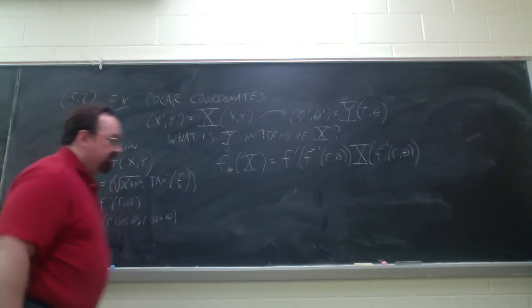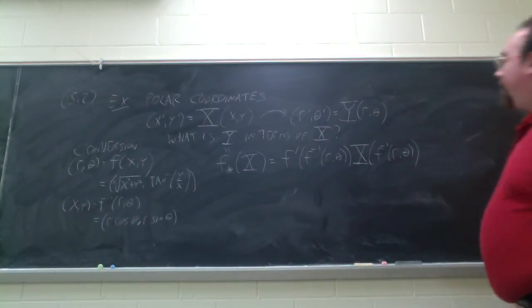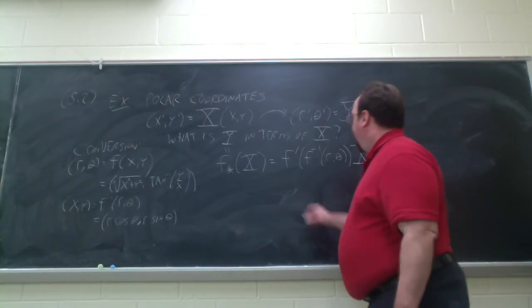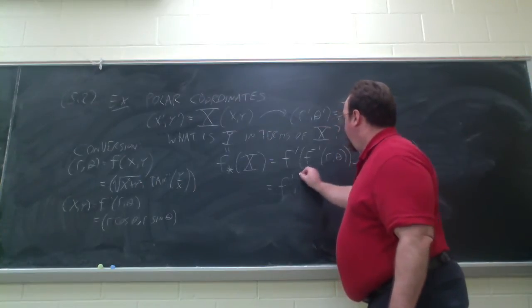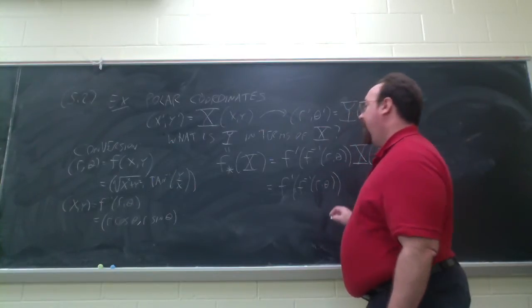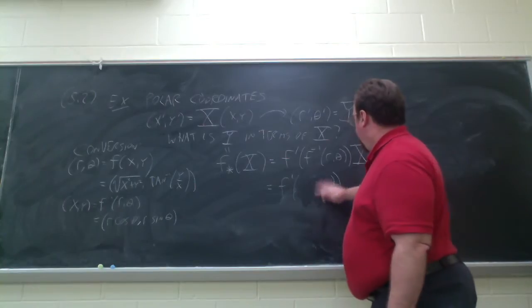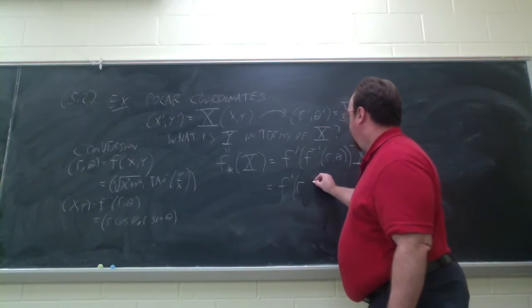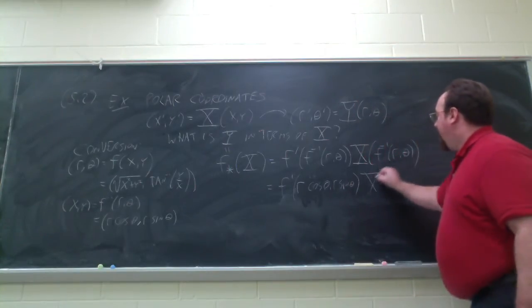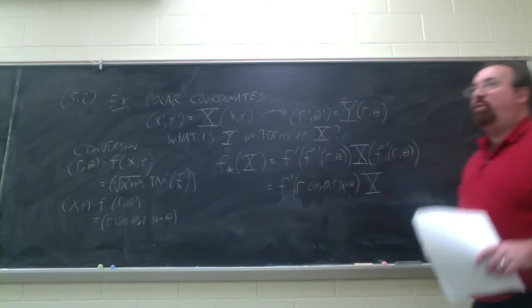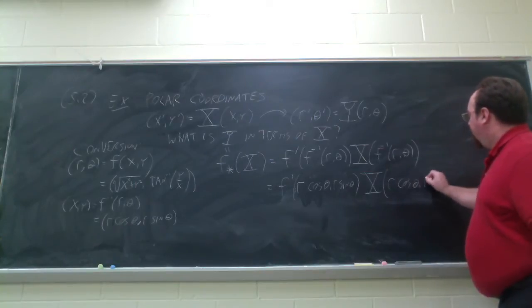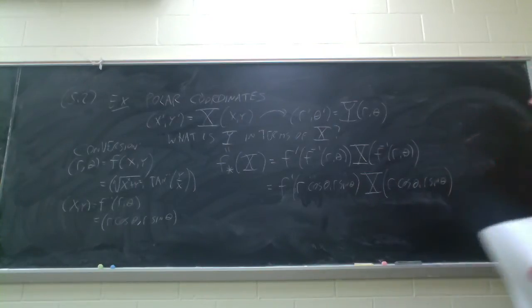Okay. So you're going to rewrite this. This I'll keep the same. Okay. Then with big X, big X is a function of x and y, but we're going to fill in what x and y are in terms of polar coordinates. So that'll be r cosine theta, r sine theta. Okay.